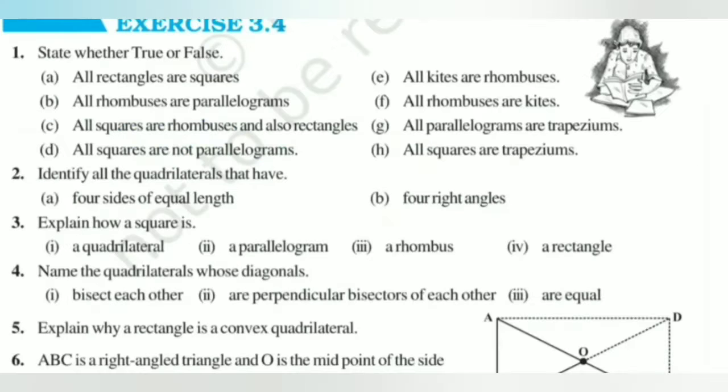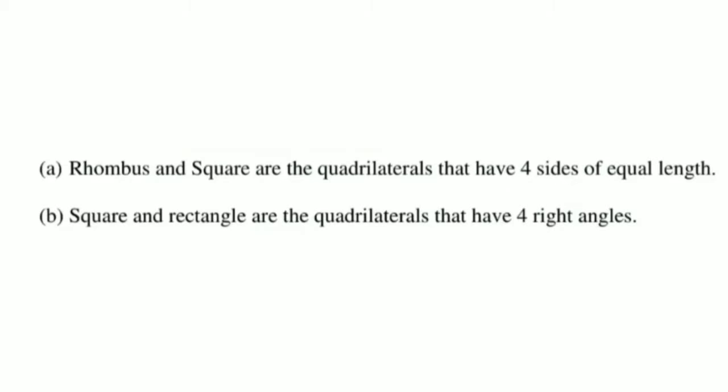Next, question number 2. Identify all the quadrilaterals that have, first one, 4 sides of equal length. So the answer is rhombus and square are the quadrilaterals that have 4 sides of equal length. Second one, 4 right angles. So the answer is what? Square and rectangle are the quadrilaterals that have 4 right angles.